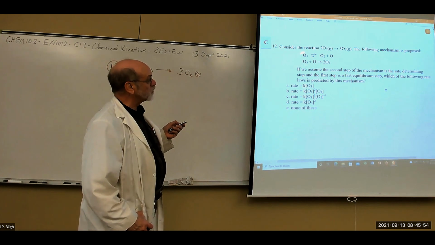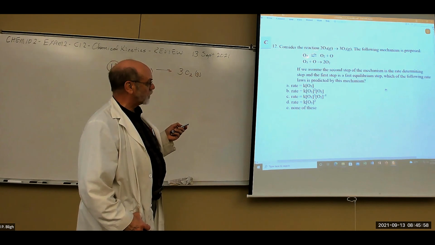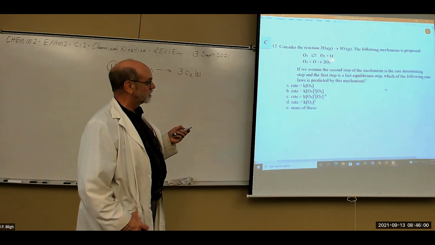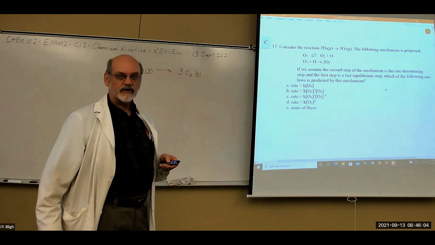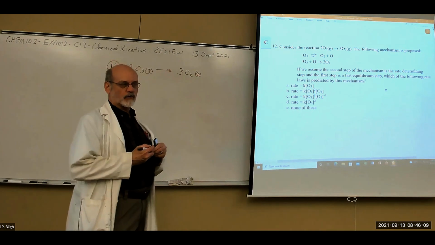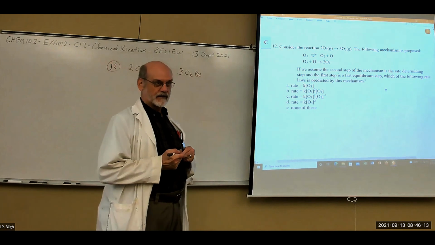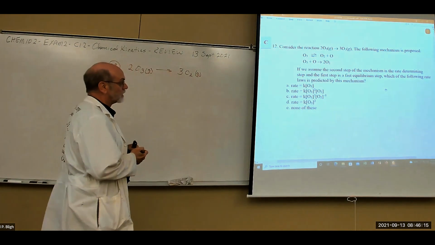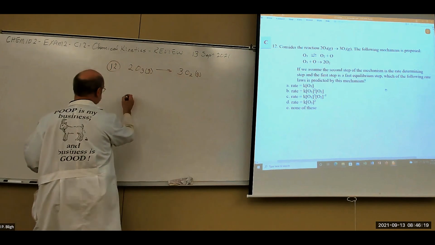Okay, so here's a proposed mechanism for this decomposition. One ozone makes one oxygen plus an oxygen atom. That's also known as a free radical. A free radical is any atom or compound that has unpaired electrons. So that oxygen atom will be, let's see, 8 electrons.